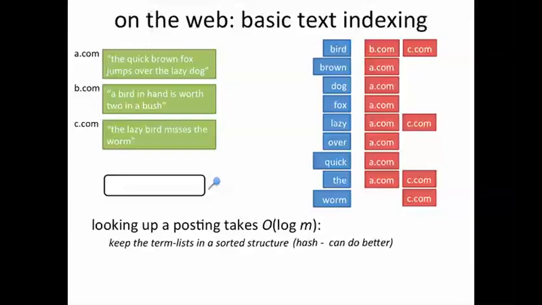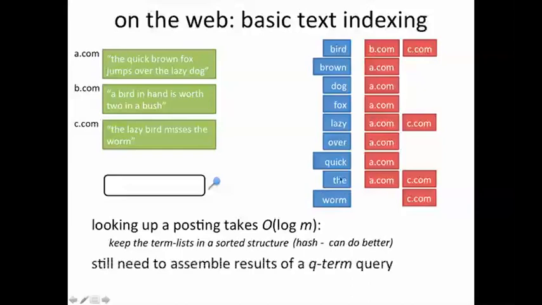But it's not enough to just look up the words in your query. We also have to assemble the results that we get when we look up these words. For example, if you have q terms in your query, like the bird, 2 terms in this case, you have to look up the word the and get a.com and c.com, look up the word bird, getting b.com and c.com, and you have to assemble the results, which consists of all 3 documents, and also order them so that the document c.com comes first, because it matches both the words in your query, unlike a.com or b.com where only one word matches.